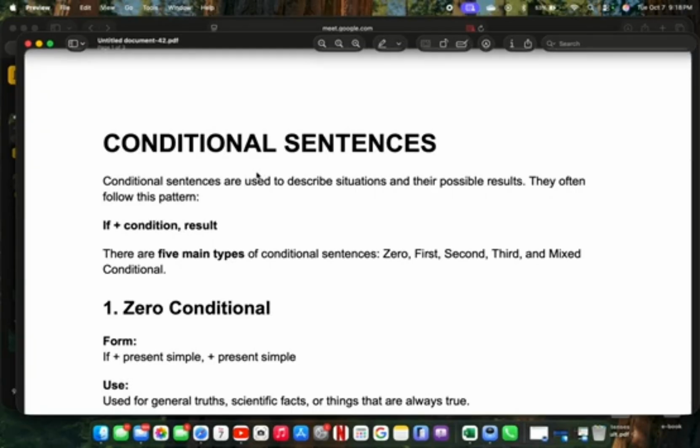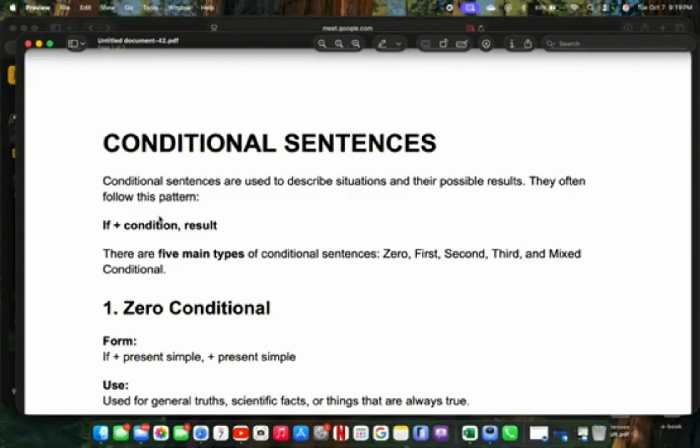Okay, so apa itu conditional sentences? Conditional sentences, I would say we use conditional sentences to describe situations and their possible results. They often follow this pattern: if, condition, and also result. So sometimes diorang akan guna if, kadang-kadang diorang akan guna when. Kalau you guys nampak if, kalau korang nampak when, tapi when ni dia tak semua situasi dia akan jadi conditional. Some sahaja. But in general, kalau korang nampak perkataan if, usually it will be conditional.